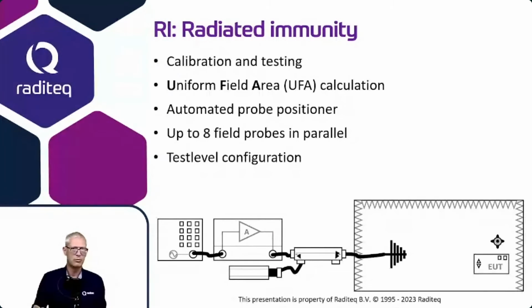A very flexible and advanced feature of the immunity testing is the test level configuration. The test level configuration is just a specification of which field, power, field strength, current or voltage level should be regulated. There can be a requirement, okay, I would like to achieve 10 volts per meter on the field probe. That can be based on a calibration file that has been created, but it can also be a closed loop field probe measurement.